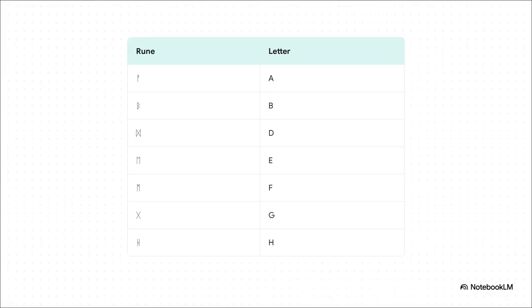Kicking things off with the first set, from A to H, it's a really clear one-to-one match. This rune is A, this one's for B, and so on. It starts out like a simple substitution cipher, which is great. It gives us our first solid foothold. And the next set of letters, from I to O, we see mostly direct translations again. But take a closer look at the second rune in this list. This is where the system starts to show its unique side.